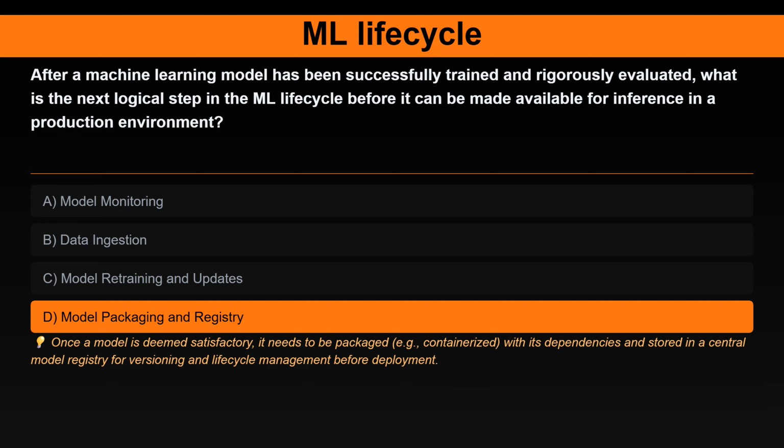The correct answer is model packaging and registry. Here's the explanation. Once a model is deemed satisfactory, it needs to be packaged, e.g. containerized, with its dependencies, and stored in a central model registry for versioning and lifecycle management before deployment.